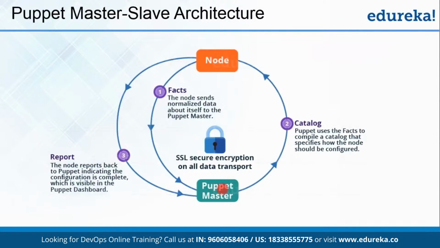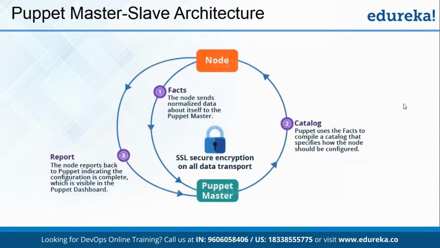So the catalog is compiled by the Puppet Master and then it is sent back to the node. And then finally, the slave provides data about how it has implemented that catalog and sends back a report. So basically the node or the agent sends the report back that the configurations are complete, and they can actually view that in the Puppet dashboard as well. Now the connection between the node or the Puppet agent and the Puppet master happens with the help of SSL, the secure encryption, all right?